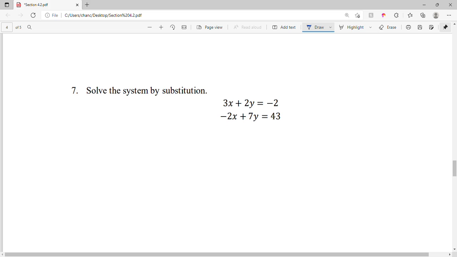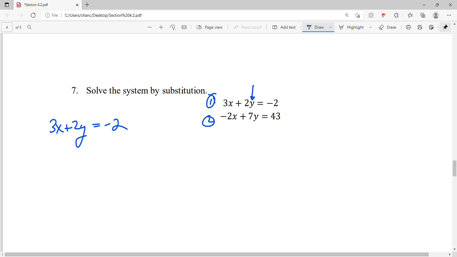In example 7, again, we'll have to look for the easiest variable to solve for. I think in the first equation, the easiest variable to solve for is the y. The reason I think that is it gives me the least amount of fractions. And that's from experience. You can figure out on your own what's the easiest one to solve for. I'm guessing it's the first one from my experience. So let's solve for y.